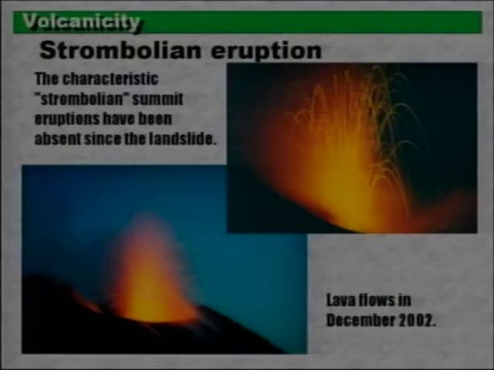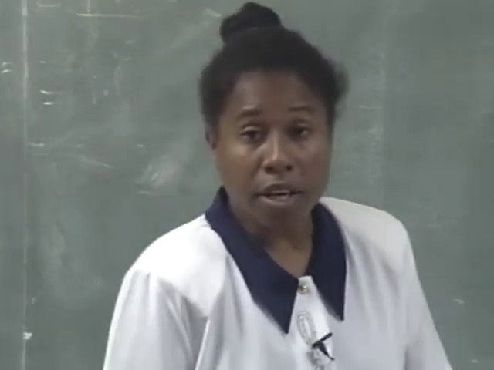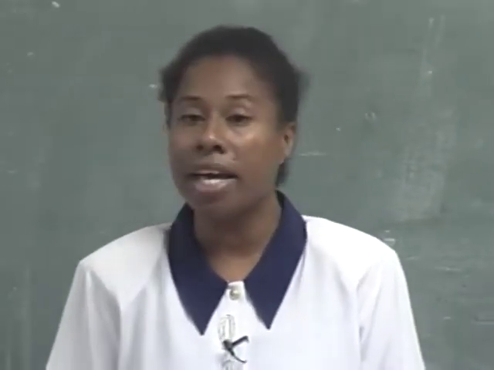You have a view and an example of a Strombolian eruption, and here we're looking at Stromboli volcano, which has one of the world's longest recorded periods of activity. The characteristic Strombolian summit eruptions have been absent since the landslide. And here you have lava flows in December 2002 from that particular picture as shown. Here we are looking at an example of the Strombolian type eruption.